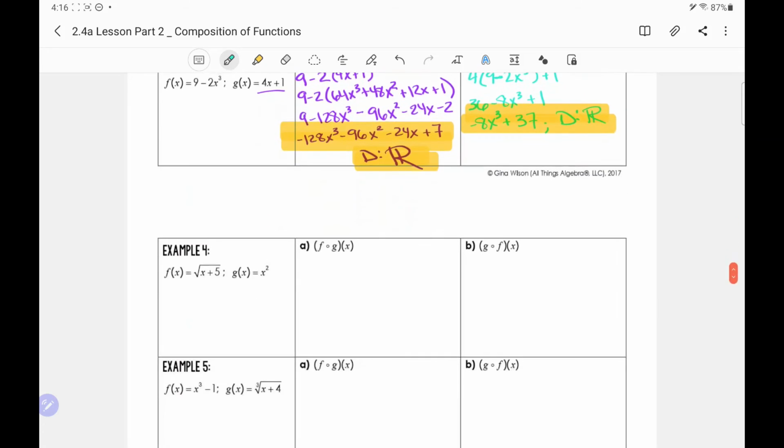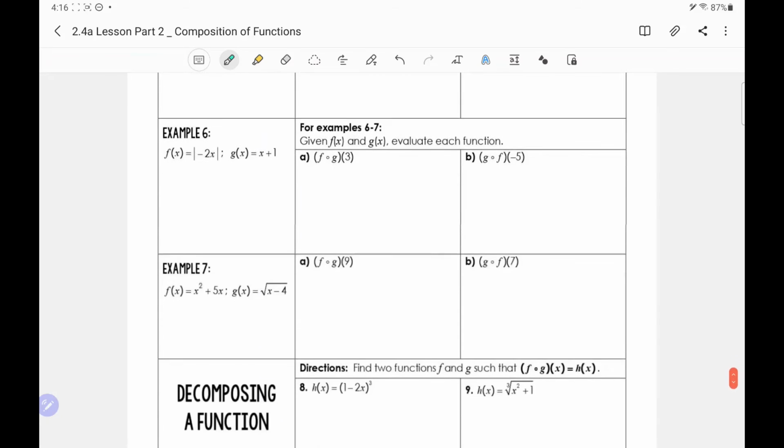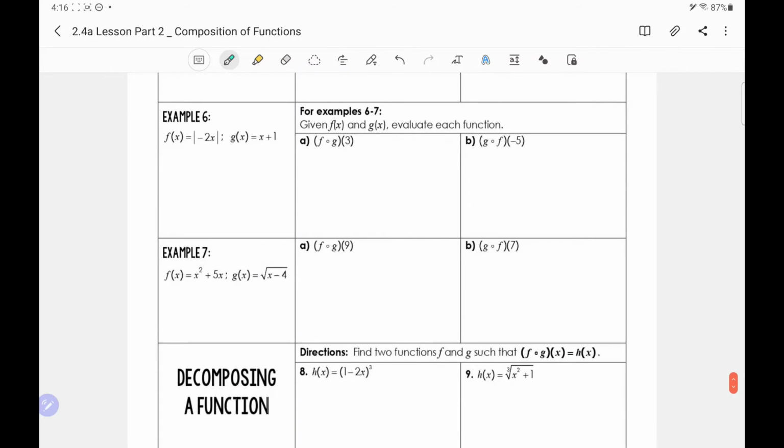So I think that you can go ahead and try example 4 and 5 on your own. You do have an answer key to check your work if you need to. I do encourage you to do that. But let's jump down to example 6 and see there's a little bit of difference.